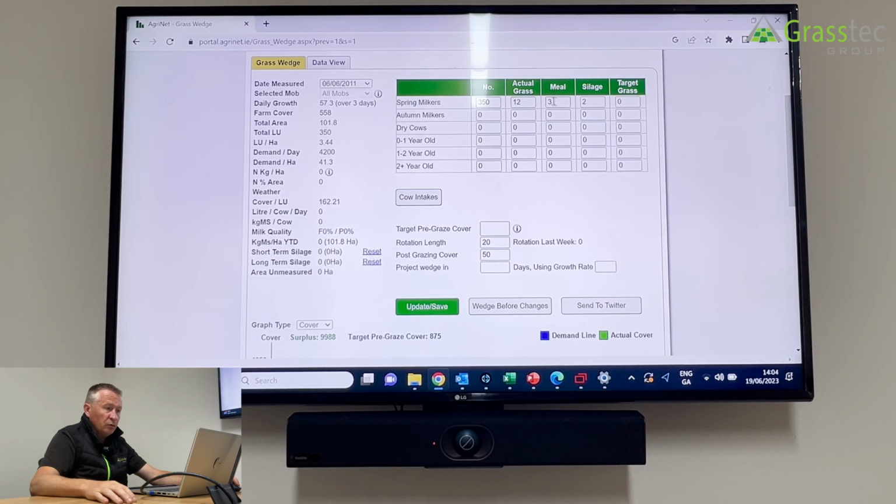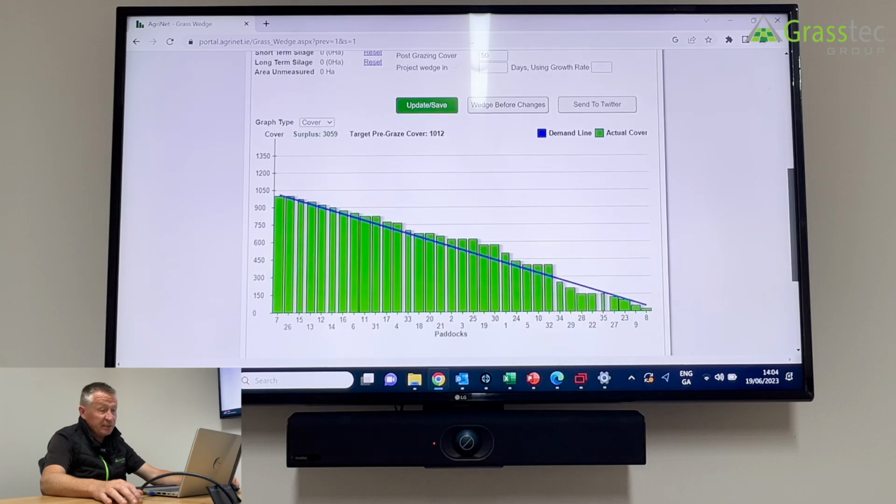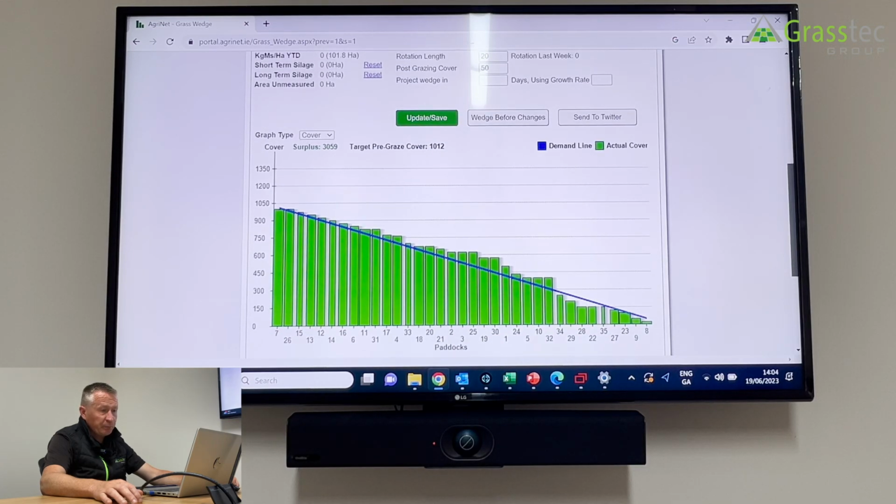Okay, so if we say definitely we take out the silage, so that we take it from 2 to 0, we bring the grass intake back up to probably 14. Okay, our demand is 41 and we increase it up to 48. Now the line has risen again slightly.